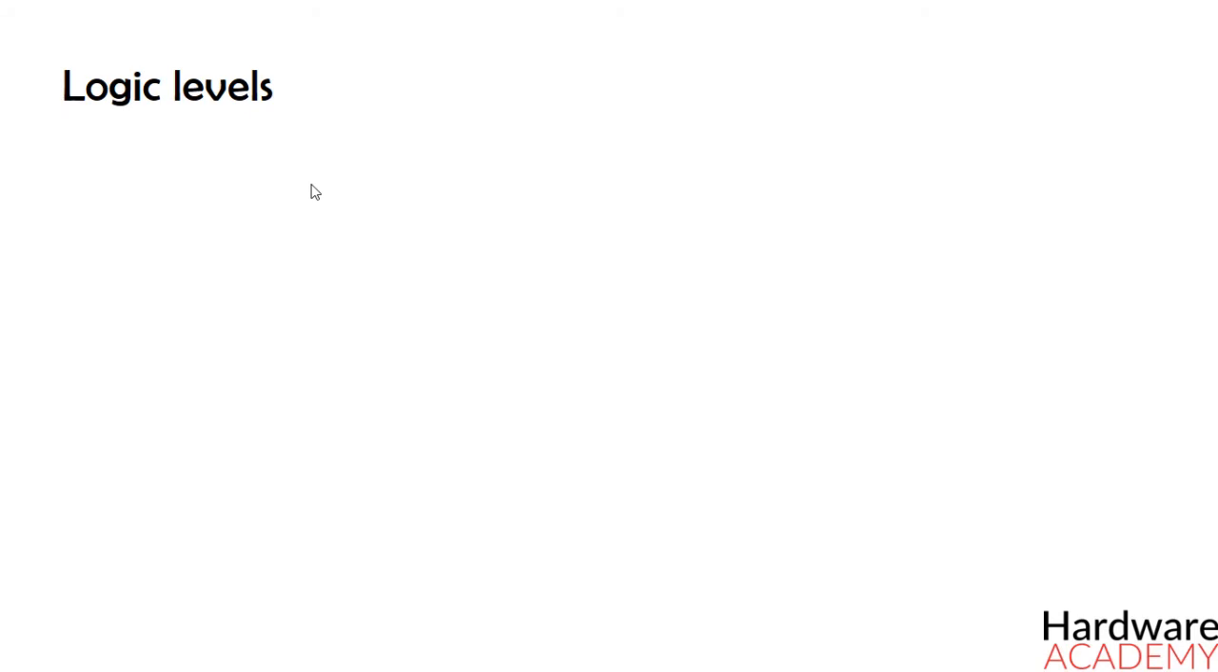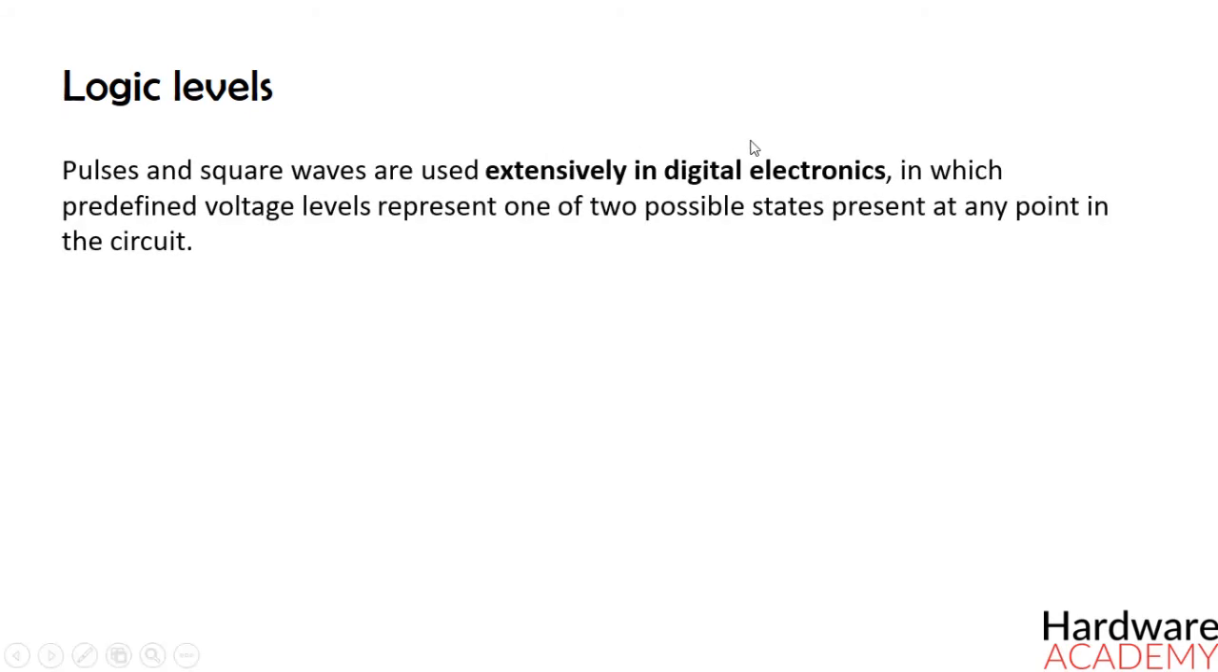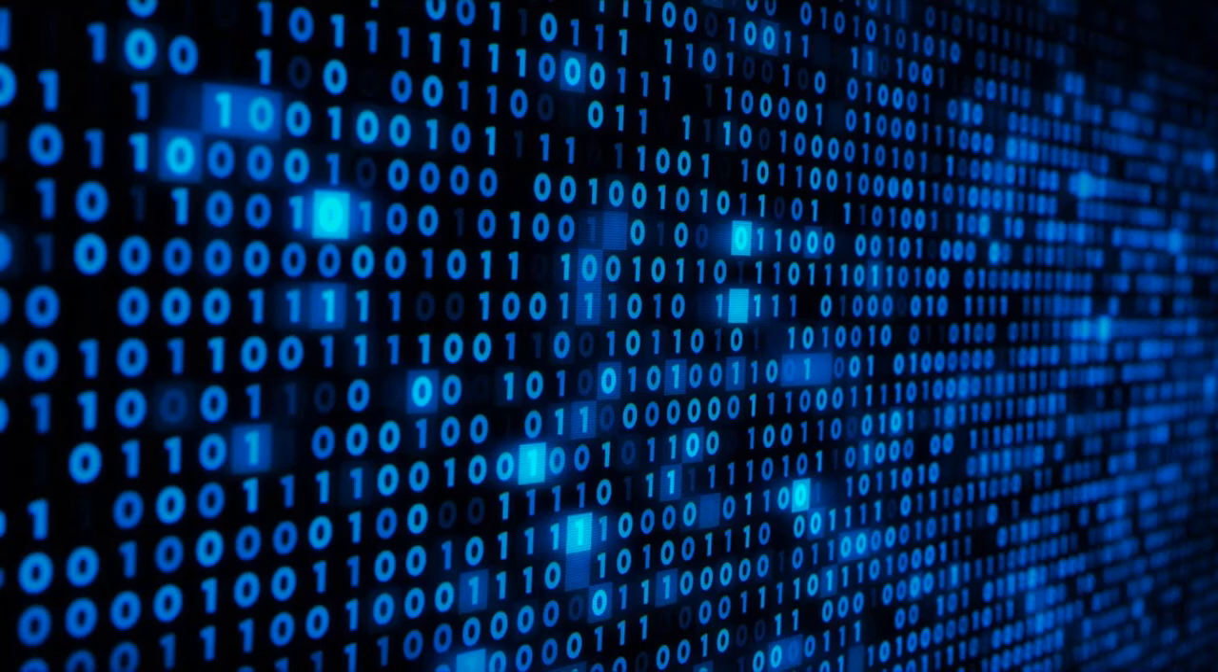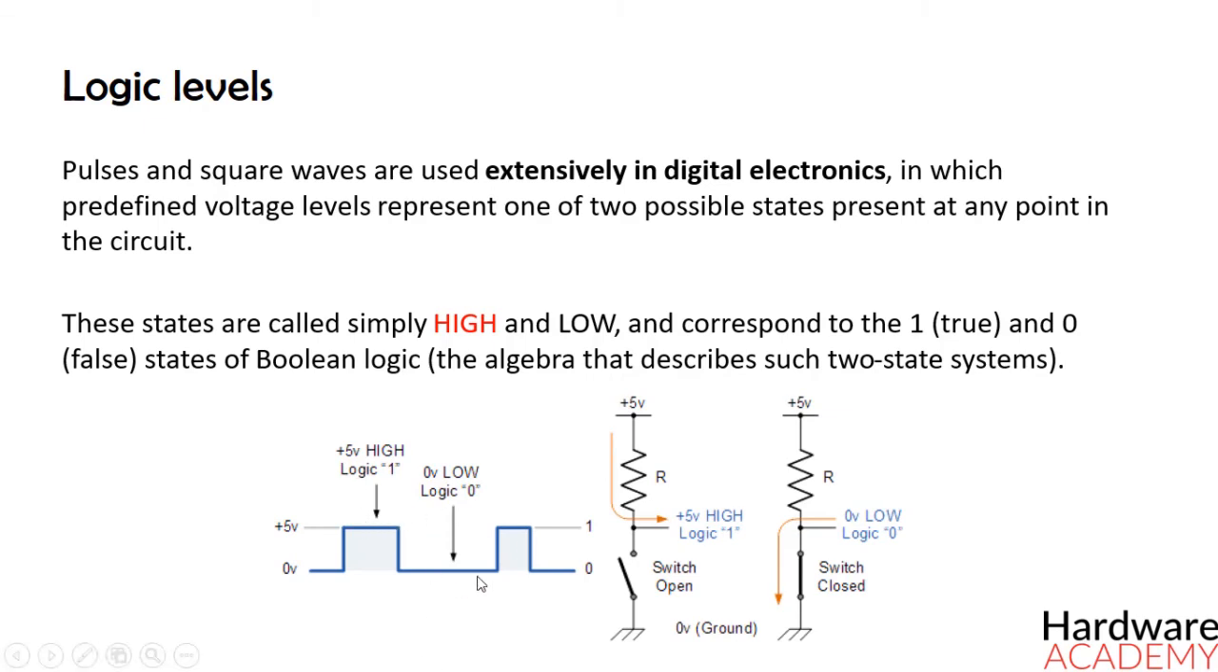Now let's talk about logic levels, which is a subject that is more interesting than the previous one. As you know, pulses and square waves are used extensively in digital electronics. And these pulses or square waves have predefined voltage levels represented by one of two possible states. These states are called simply high and low and correspond to the 1 and 0 states of Boolean logic. Looking at the waveform that this circuit generates, when the signal reaches 5 volts, this is called the high logic 1, and when the signal is at 0 volts, this is called the low logic or 0. Now, the only language that microprocessors or microcontrollers understand is binary language, right? Which is just a bunch of ones and zeros. And the ones correspond to high logic and 0 corresponds to low logic.